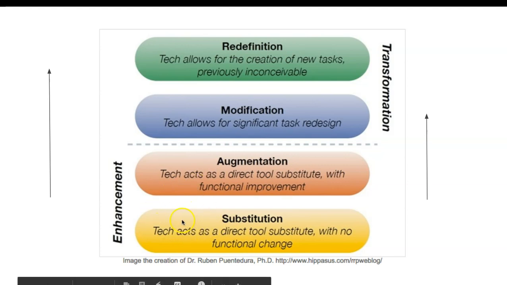So down here at the bottom, we're going to look at substitution, where the tech acts as a direct tool substitute with no functional change. The technology is basically a low-level swap out. There's little, if any, positive difference over an analog, non-digital version of this. So let me give you a perfect example of this.